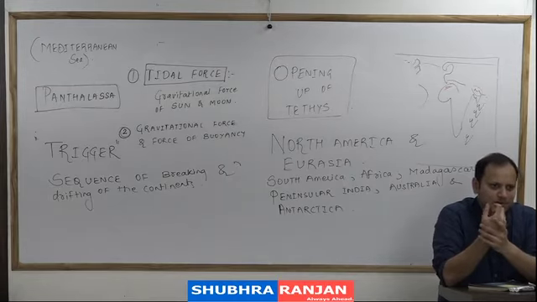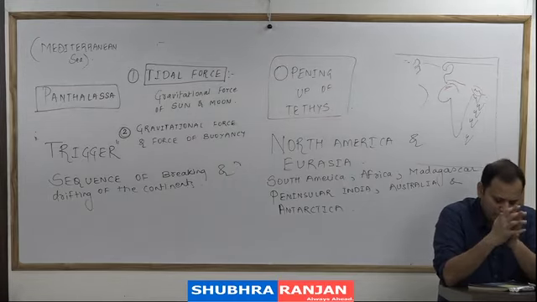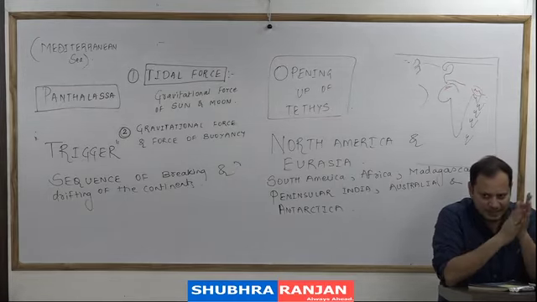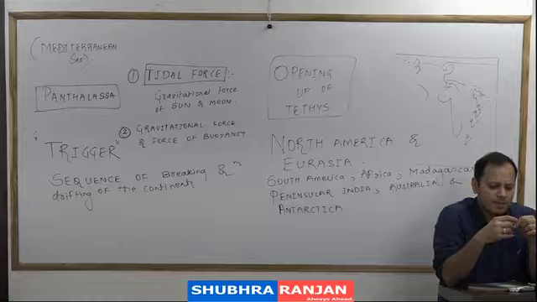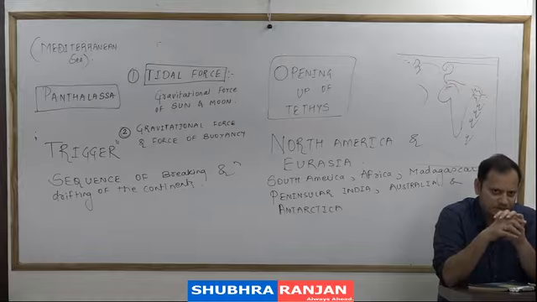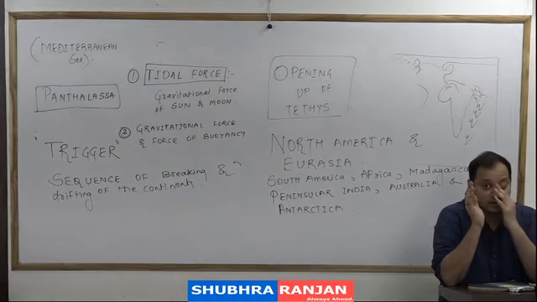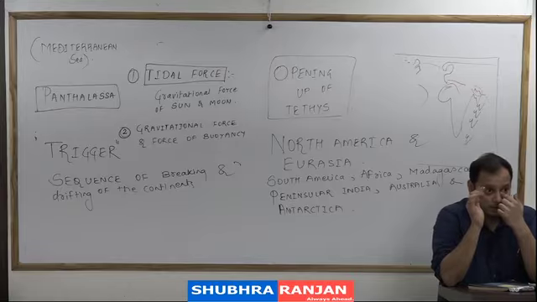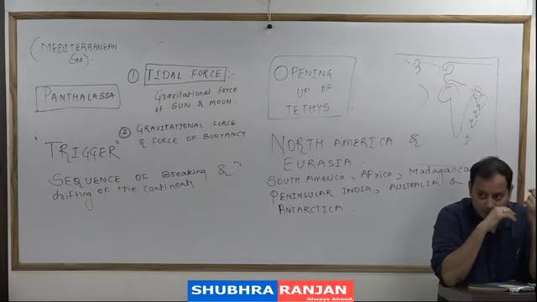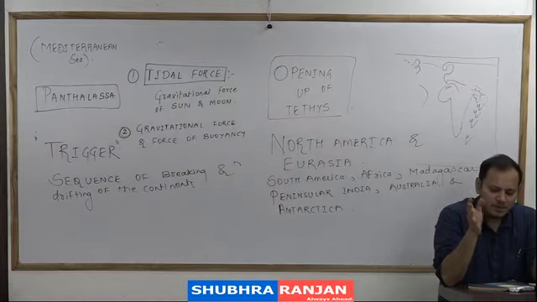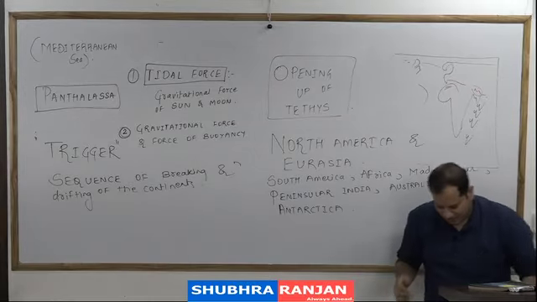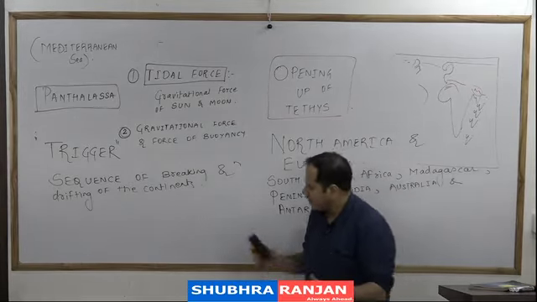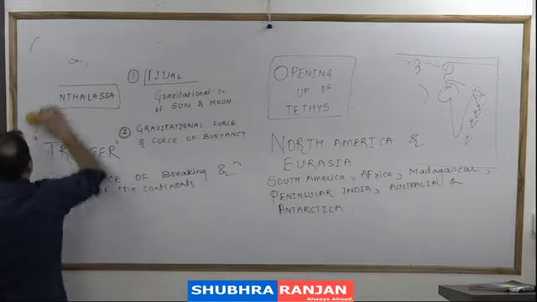Regarding the formation of the mountains, island arcs and festoons. So what happened over the period of time? His theory was rejected. You don't have to write that his theory was rejected.